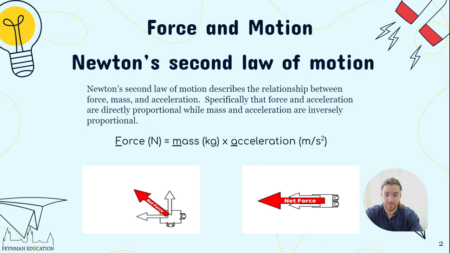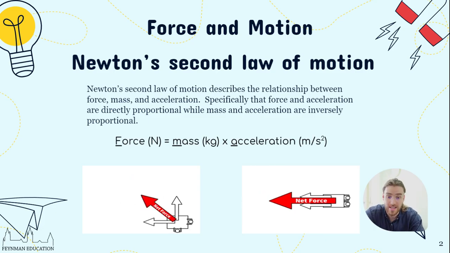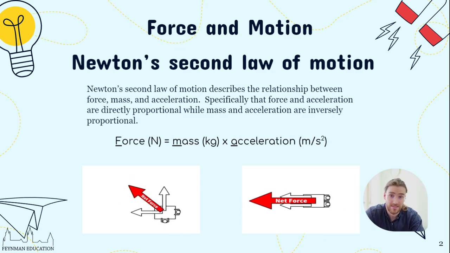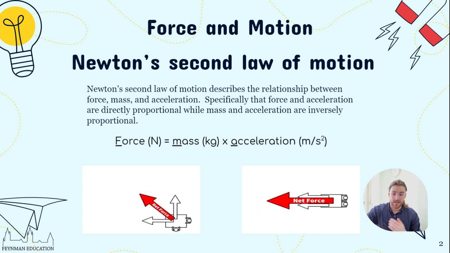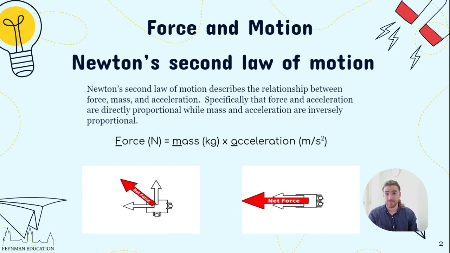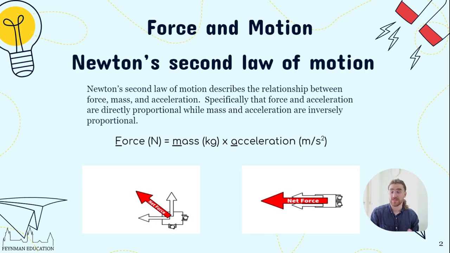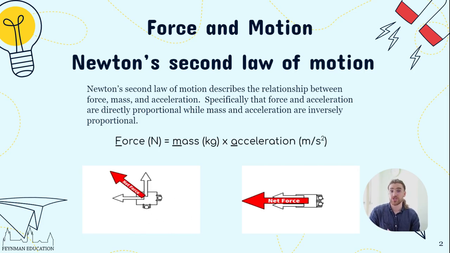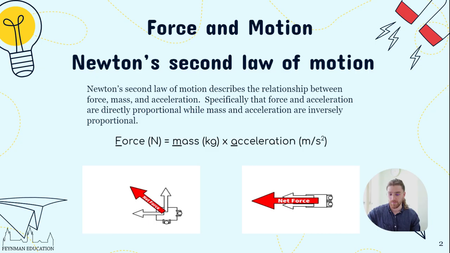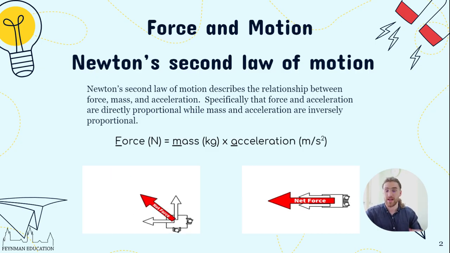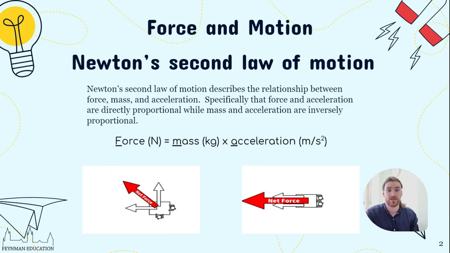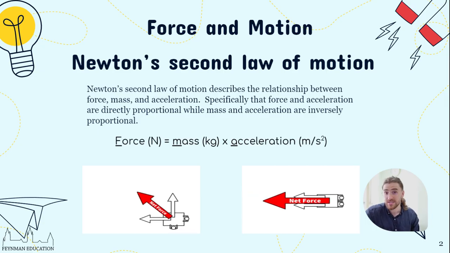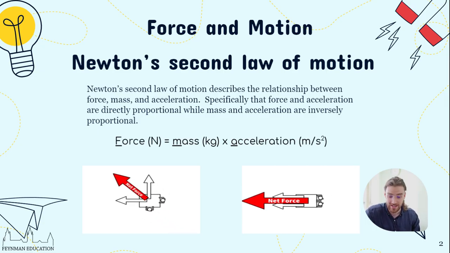So as we mentioned last time, Newton's second law of motion is that dealing with unbalanced forces. Okay, so our force is directly proportional to our acceleration and vice versa, and our acceleration and our mass are inversely proportional to one another. So as mass increases, the acceleration is going to decrease. As our force increases, our acceleration is going to increase.